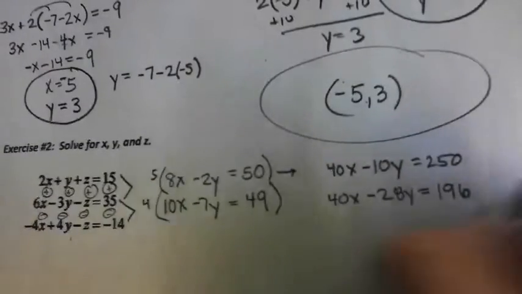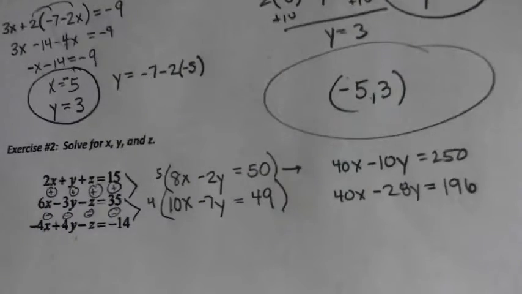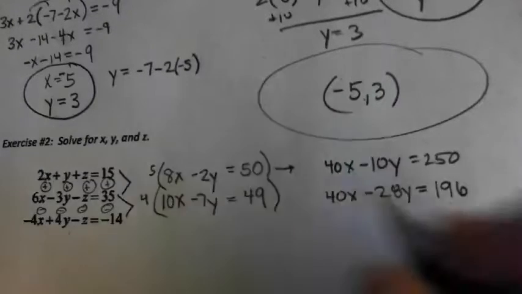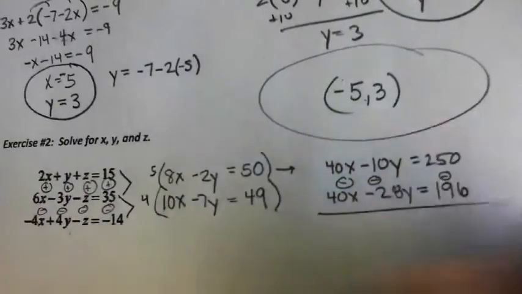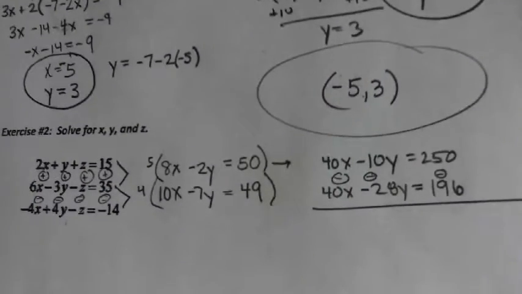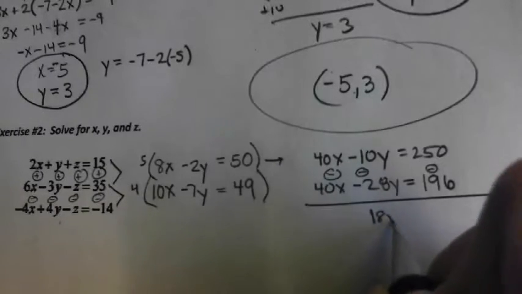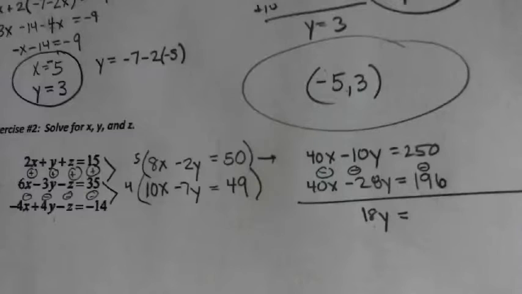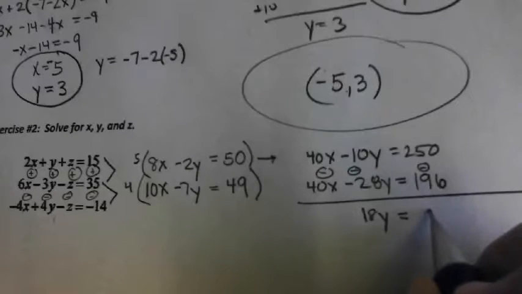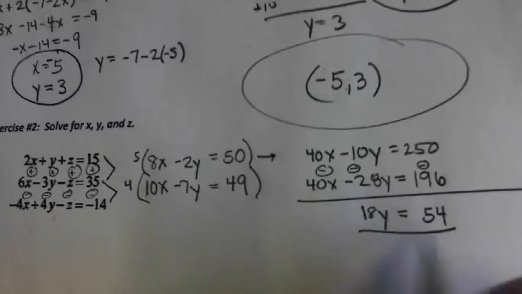196. And the numbers can get big. We're good with it. We got a calculator. Now, there's my 40s. Same sign subtract or opposite signs add? Same signs. They're both positive 40s. Subtract. Subtract, subtract, subtract. 40 minus 40, gonzo. Negative 10 minus negative 28. What'd you say? 18. 18 what? 250 minus 196. 54. Divide both sides by 18.